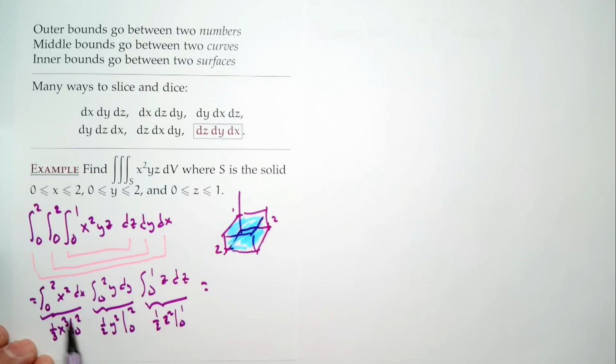From the first integral, what do we get? 8/3. From the second one, we get 4/2. We can call that 2. From the last one, we get 1/2. Or, simplifying, we get 8/3.